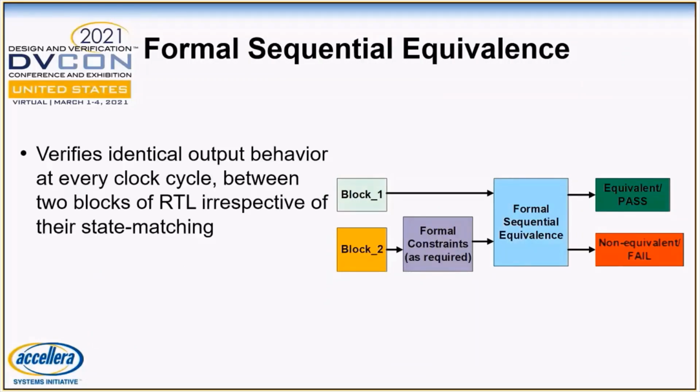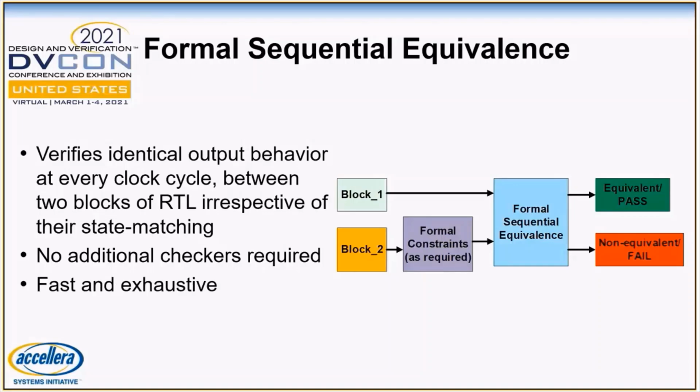Formal sequential equivalence verifies identical output behavior between two blocks of RTL. It is important to note that the verification is carried out at every clock cycle and irrespective of the state matching. The user does not have to develop additional assertions or checkers to complete this verification. It is faster and exhaustive compared to the constraint-based random verification methodology. Let's not worry about the formal constraints block over here for now, as I will cover that in the next couple of slides. So with that, let's move on to the application of this technique.